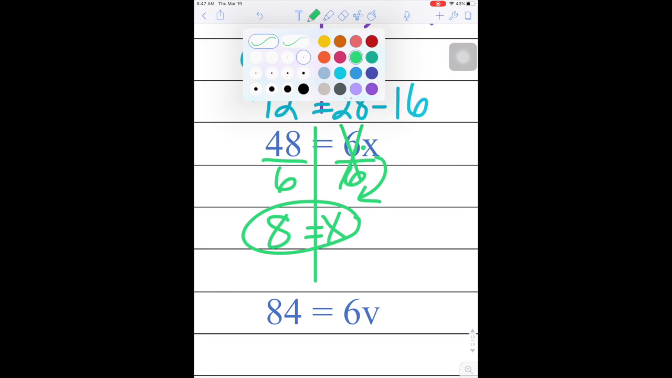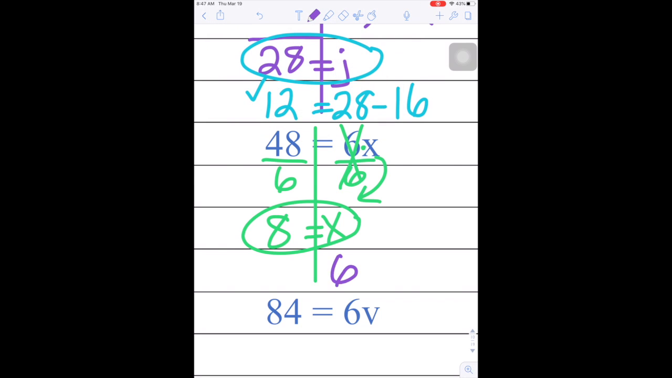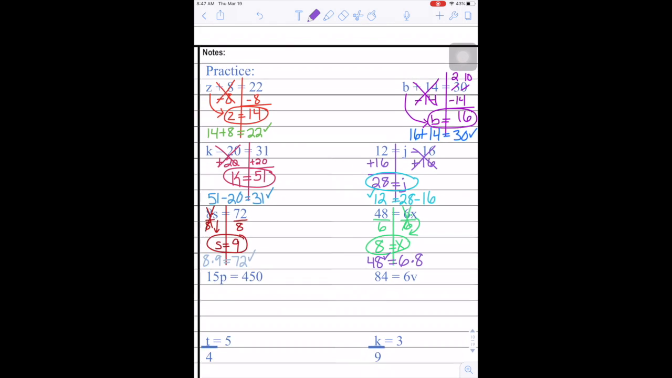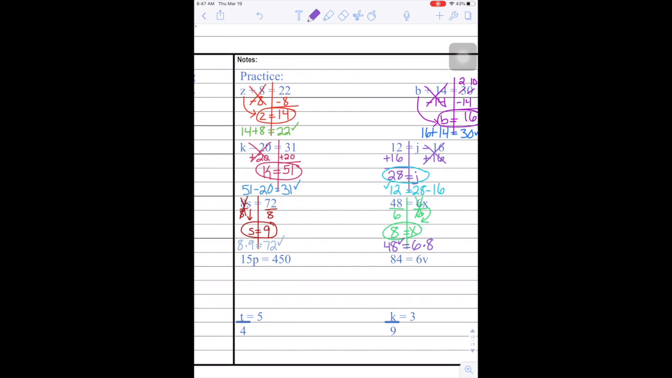So if I plug it back in, 6 times 8 gives me 48. Next one.